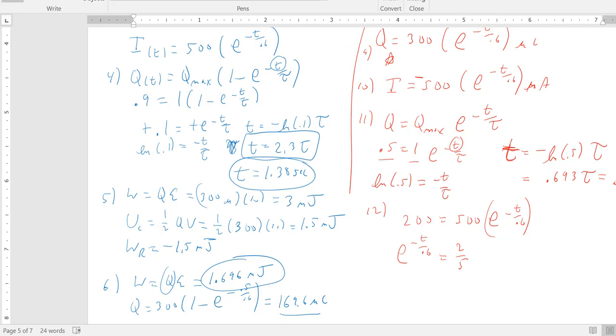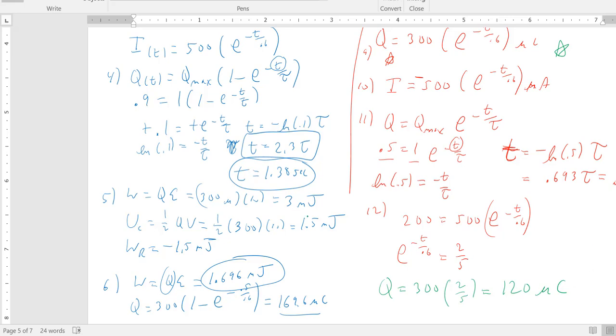So now I'll change colors just for the fun of it. We're going to use our Q equation, and Q is equal to 300. So I'm using this equation from number 9 there. But I know what e to the negative t over tau is. It's 2/5. So our answer is 2/5 of 300, which is 120, and that's microcoulombs. Now you could solve for time and then plug it in your calculator, but try to make some shortcuts.